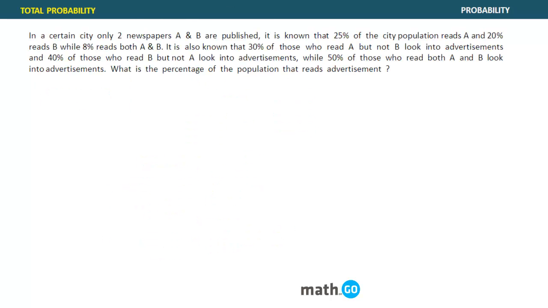Now let's take another very beautiful example which is used in daily life to understand total probability. It says in a certain city, two newspapers A and B are published. 25% of the population reads A, 20% reads B, and 8% reads both A and B. Okay, so this is stage 1. This is given: who all read A, B and both A and B.